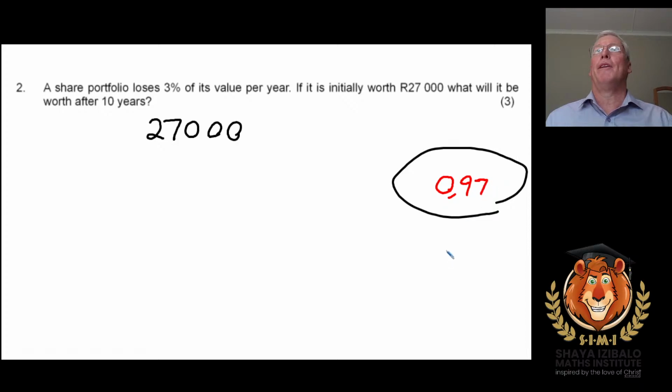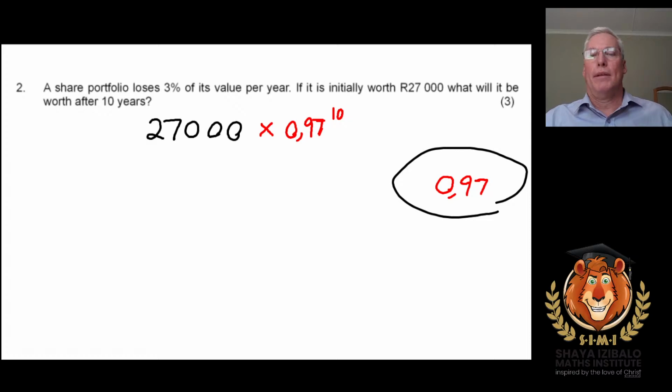But 0,97. All right, that will be our multiplier. So now, after 1 month, it'll be 27,000 times 0,97 to the 1. After 2 months, it would be to the power of 2, and after 10, sorry, no, we're not talking about months at all, we talk about years. After 10 years, it would be 0,97 to the power of 10.